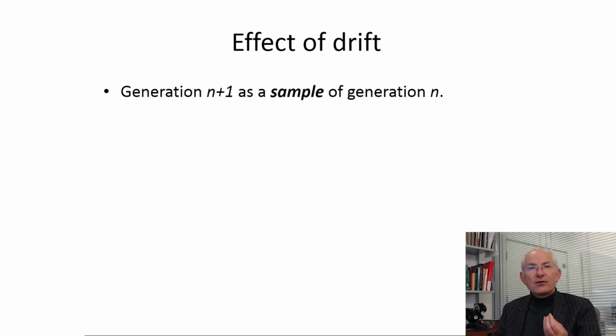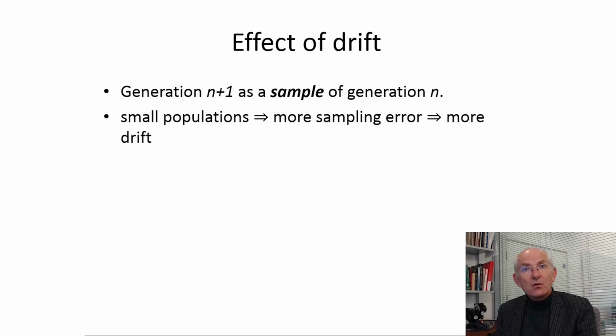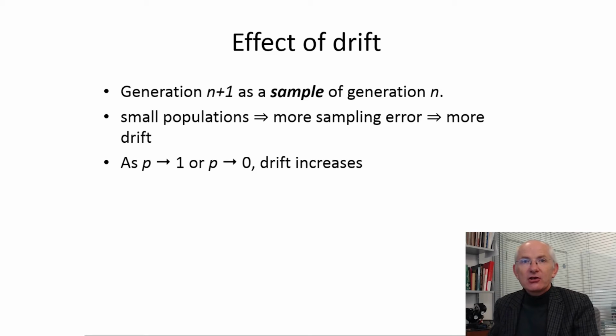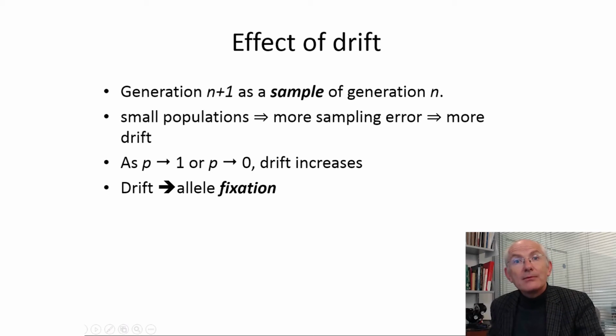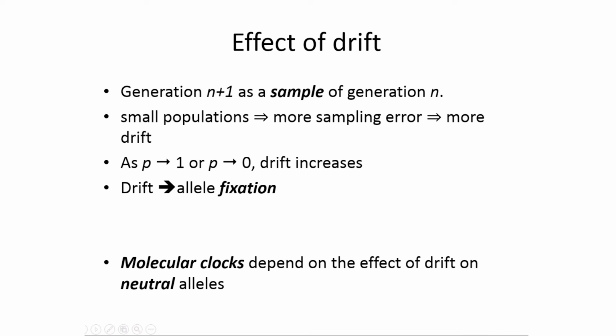So the effect of drift depends on the fact that each generation is a sample of the generation before. And so the small populations result in more sampling error, and that results in more drift of allele frequencies from generation to generation. We've noticed how if we move starting allele frequencies closer to 1 or closer to 0, the effect of drift increases. We've also seen how drift leads to the fixation or elimination of alleles in the population.